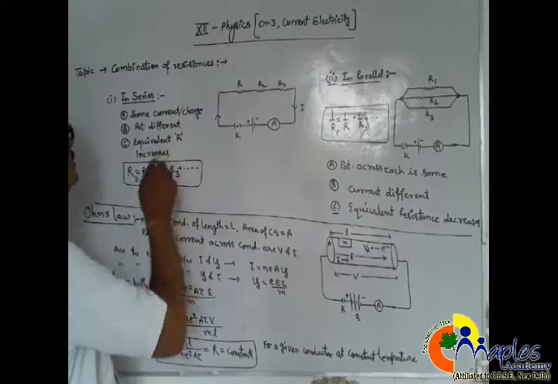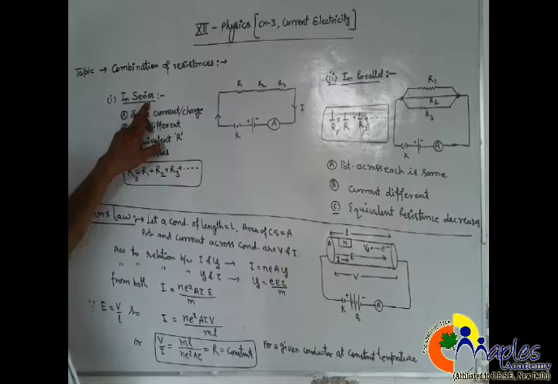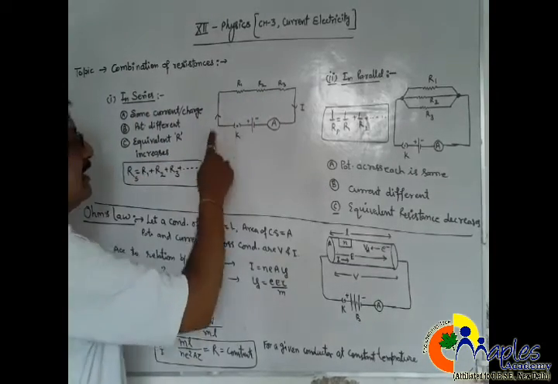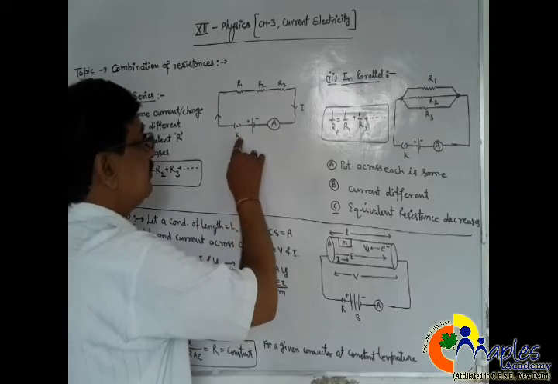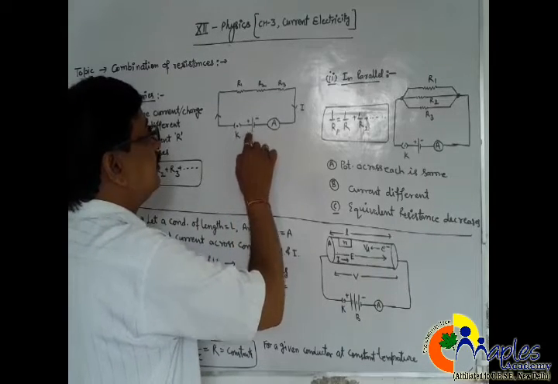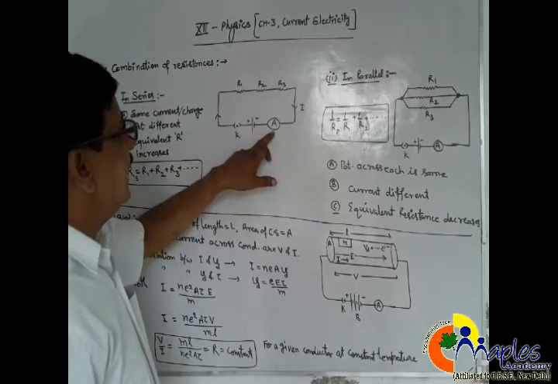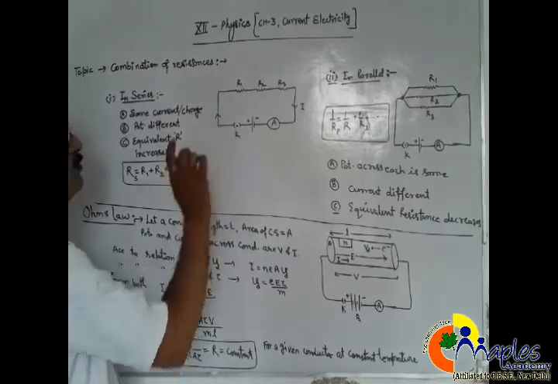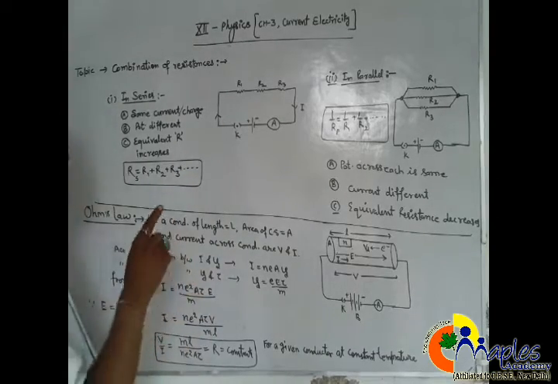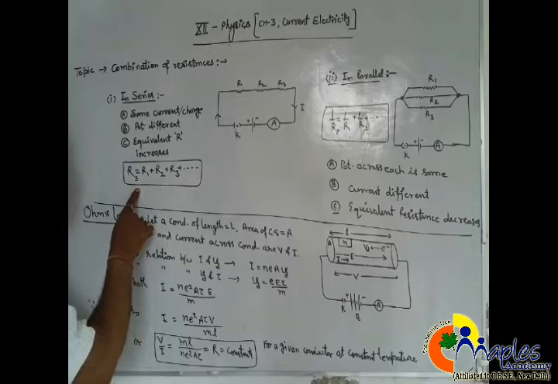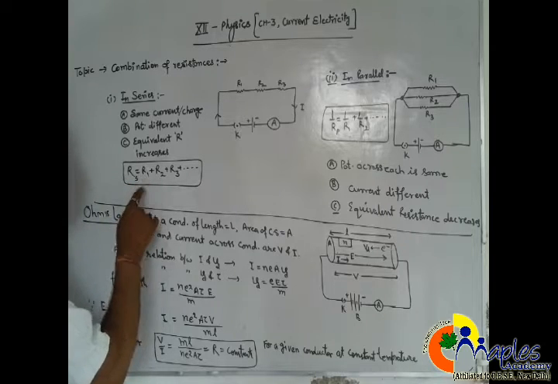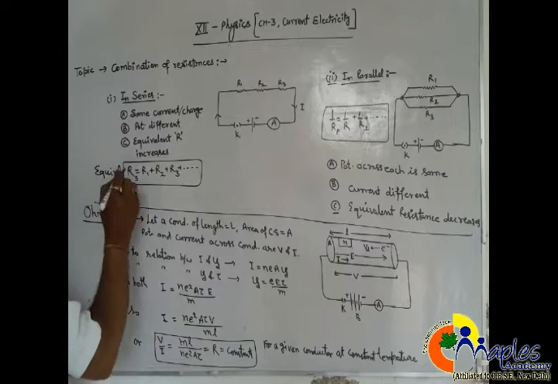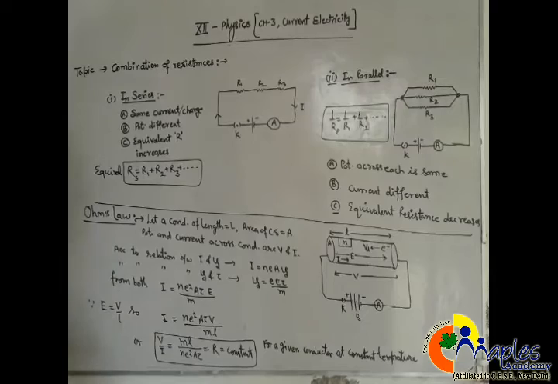So combination of resistances is made by two methods. In series, some resistances are connected in series, suppose 3, and they are sending current. The cell sends current through the resistances, and an ammeter can measure the current. So in series, what is the formula to find the equivalent resistance? The formula is Rs, resistance in series, or equivalent resistance, equals the sum of all the resistances.